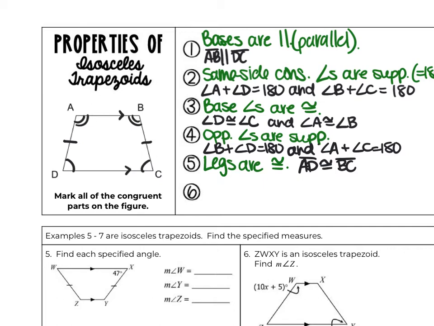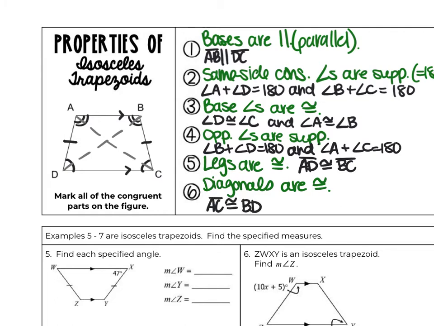And our last one, we don't have drawn, so we need to draw this. Hopefully you remember those are called diagonals. The diagonals are congruent. Keep in mind here, they do not bisect like they did on previous quadrilaterals, okay? They're just congruent to each other, nothing else. So I would say AC is congruent to BD.